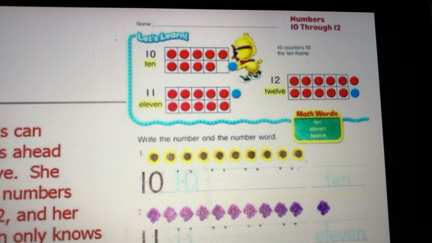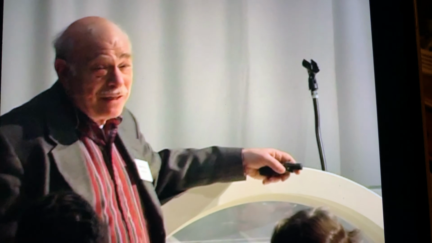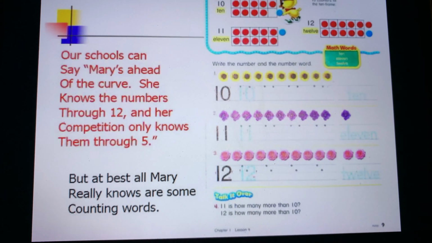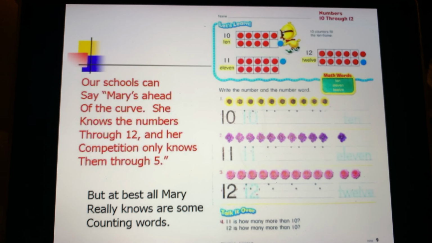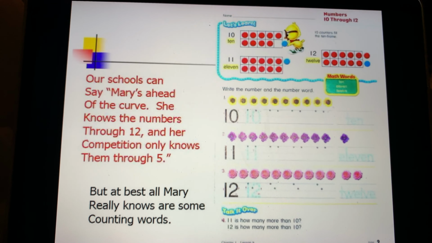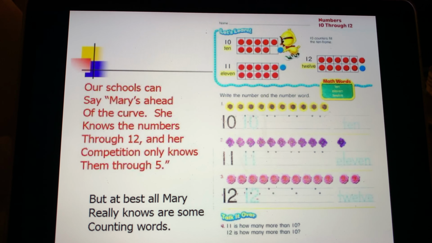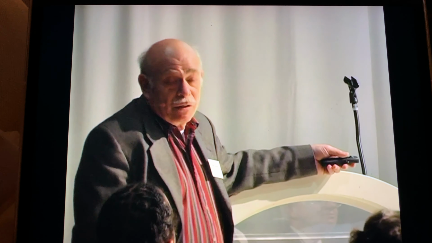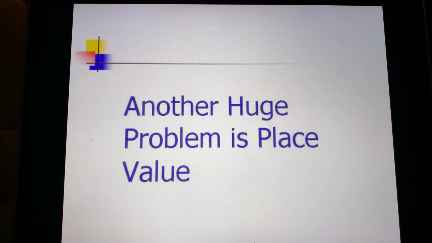To 12. Well, the kids in the Russian system don't get to 12 for a very long time. But as you can see, somebody can now say, a teacher can say, or a parent can say, or a school leader can say, well, our kids are doing just great. They've got the numbers through 12, and their competition only knows the numbers through 5. But in fact, what they really know are just words. The numbers they don't know. You've seen what the numbers are now.